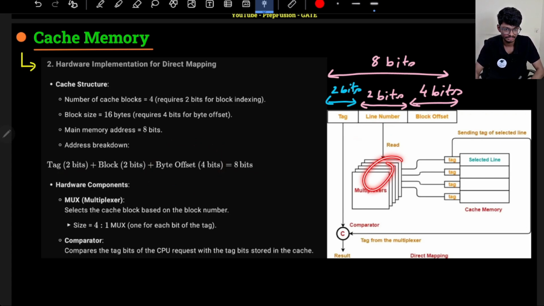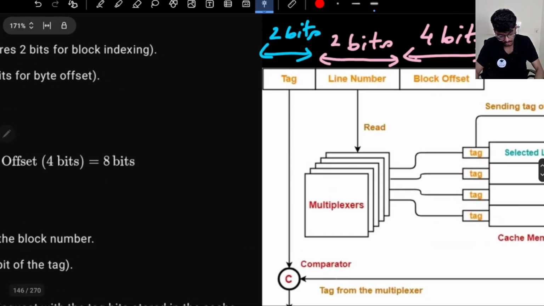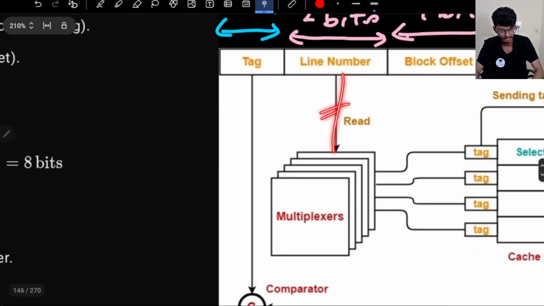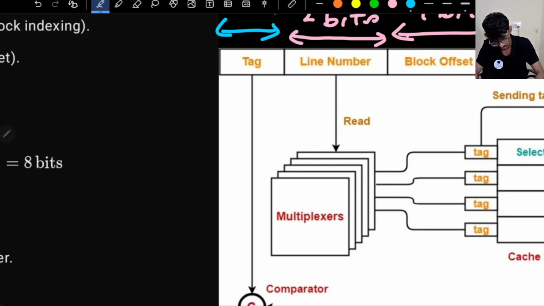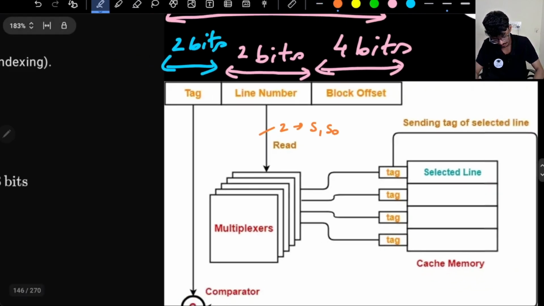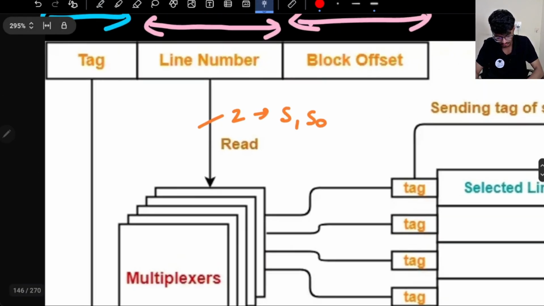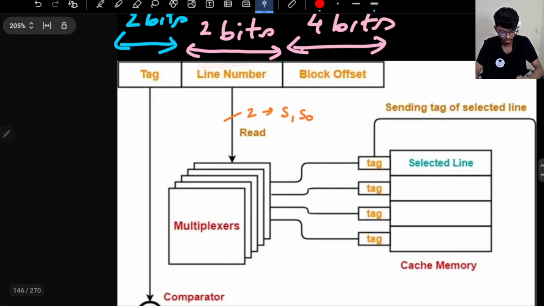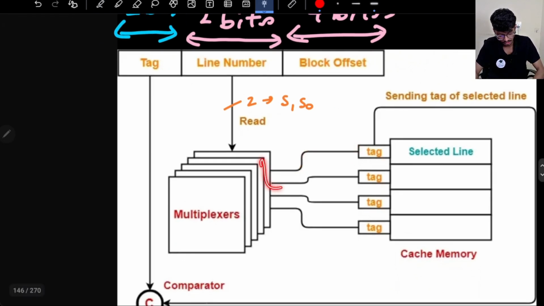Now I will have a mux. This mux will actually have 2 select lines to select the cache block number. Although it is showing only one line here, it actually has 2 select lines, so this is 2 bits wide: S1 S0. If my cache block number is 00, then I will select the first one.